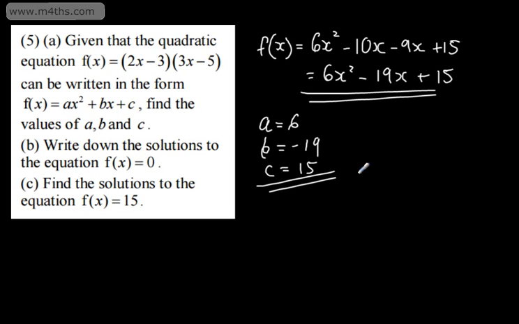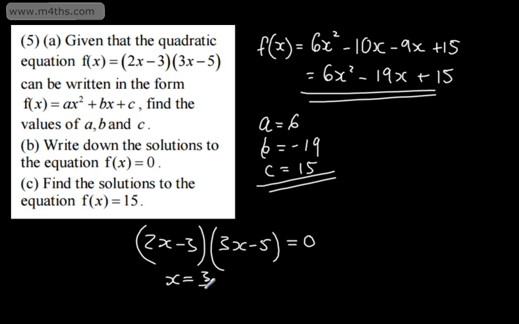Certainly when we come to the quadratic formula, you will really need to consider the positives and the negatives. In part B, we need to write down the solutions to the equation f of x is equal to 0. Well, let's just set this equal to 0. So all we've got then is 2x minus 3 is equal to 0, 3x minus 5 is equal to 0. So, back to where we were. Either this one is 0 or this one is 0. If this one is, then x is going to be positive 3 over 2. If this one is, then x is going to be positive 5 over 3. Nice and straightforward.